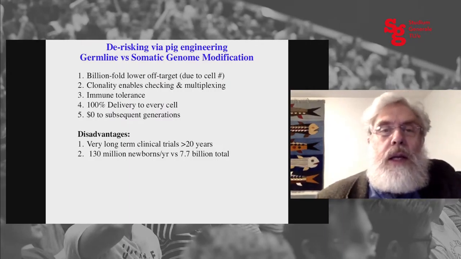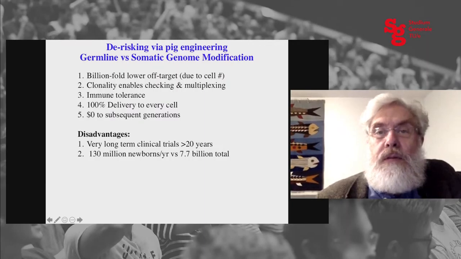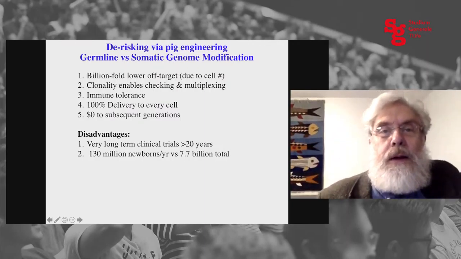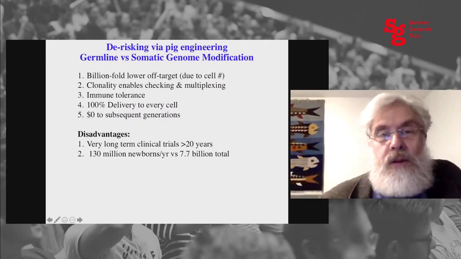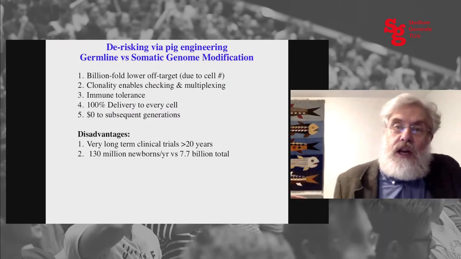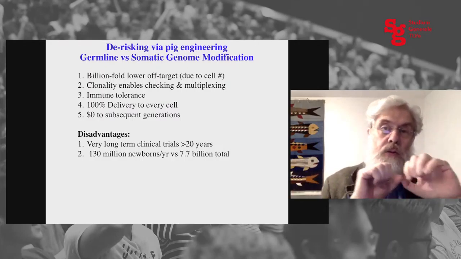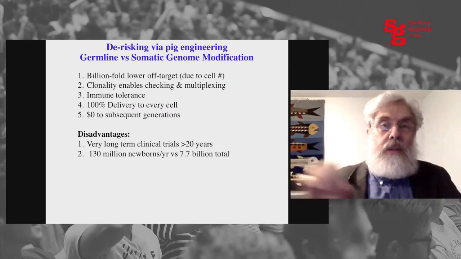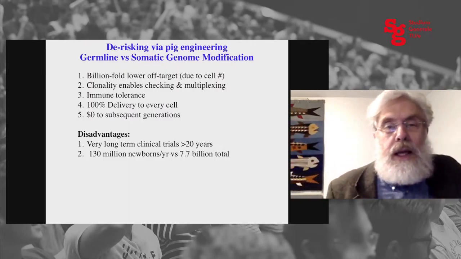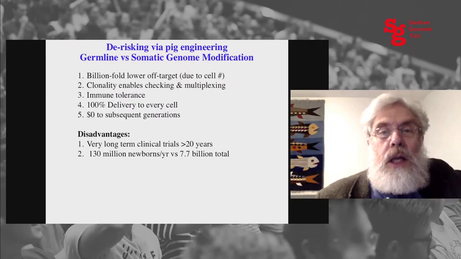of germline in animals. It's a billionfold lower off target because we're targeting just one cell, the egg, or one cell that goes into the egg. It is clonal, which allows us to check. That is something that's very hard to do when we do, say, somatic gene therapy, where many different cells are independently edited and can't check them all.